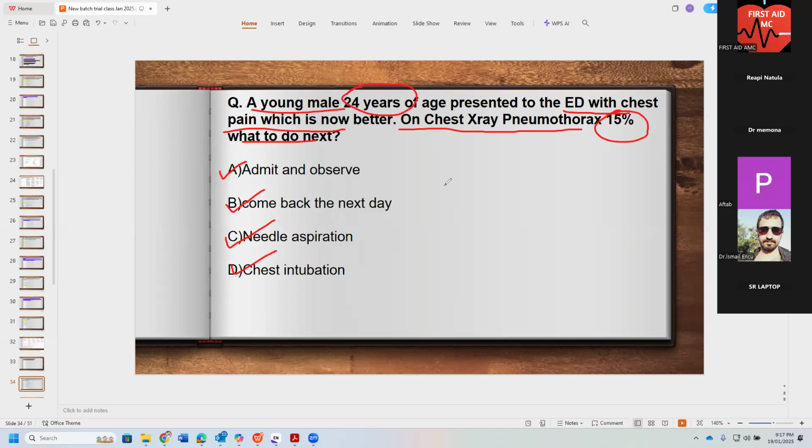So 15% spontaneous pneumothorax on the chest x-ray. What do you want to do? You want to admit and observe the patient. If it's not resolving or if the patient is becoming hemodynamically unstable, then we need to do needle aspiration in them. Very good, Dr. Huang.